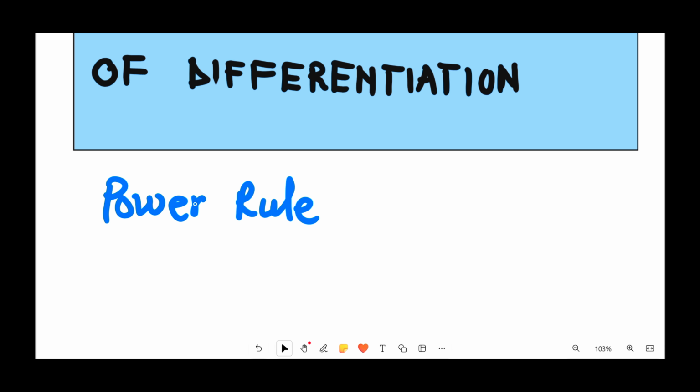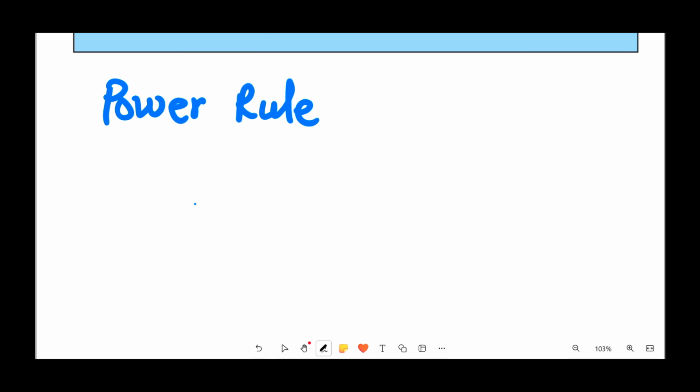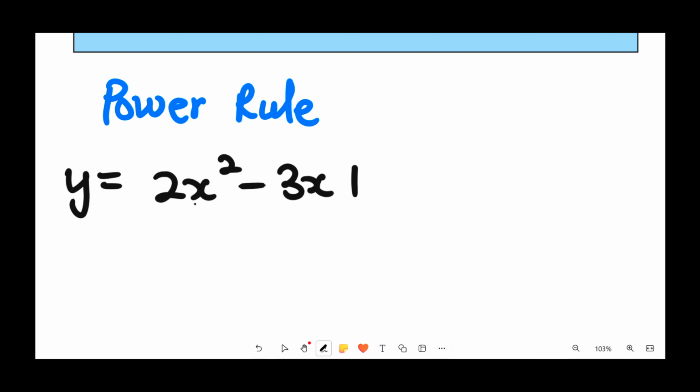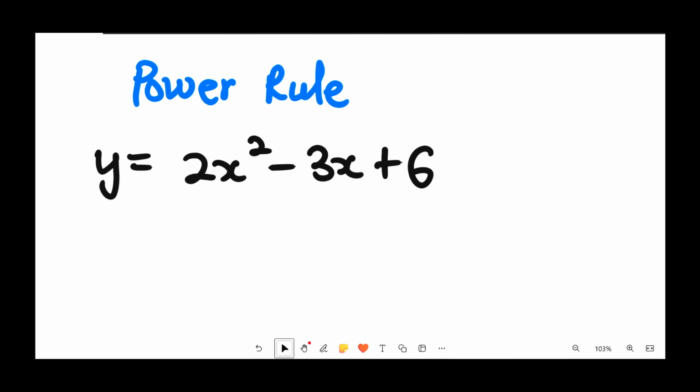All right. Now, let's take the first question that we have here. Suppose I have my first question to be y equal to 2x squared minus 3x plus 6. Now, how do we differentiate this function? There's no need for you to use the first principles since you have not been restricted to that particular rule. So the best rule to use is the power rule.